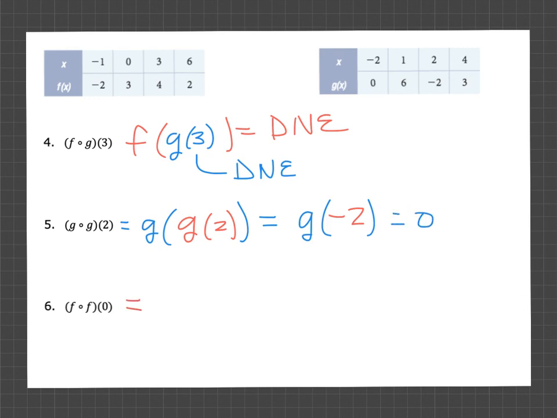Okay, now we have f of 0. So again, we're going to have just one function that we're using. First, we'll evaluate it at 0. So we go to the f table. Here's 0 for x. It returns a 3. So this is going to be f of 3. We go back to that table, go to where x is 3, and that gives us a function value of 4. So this results in 4.